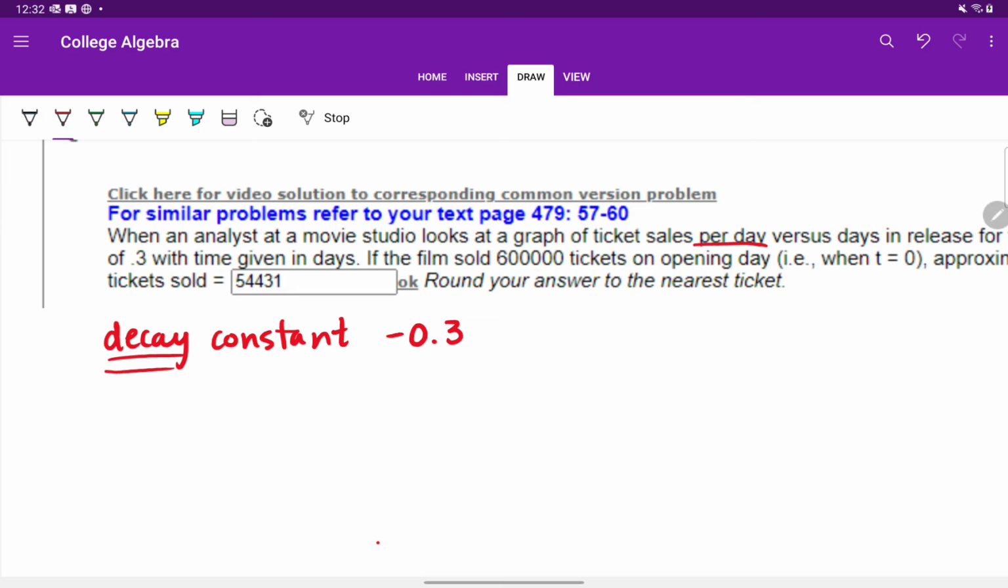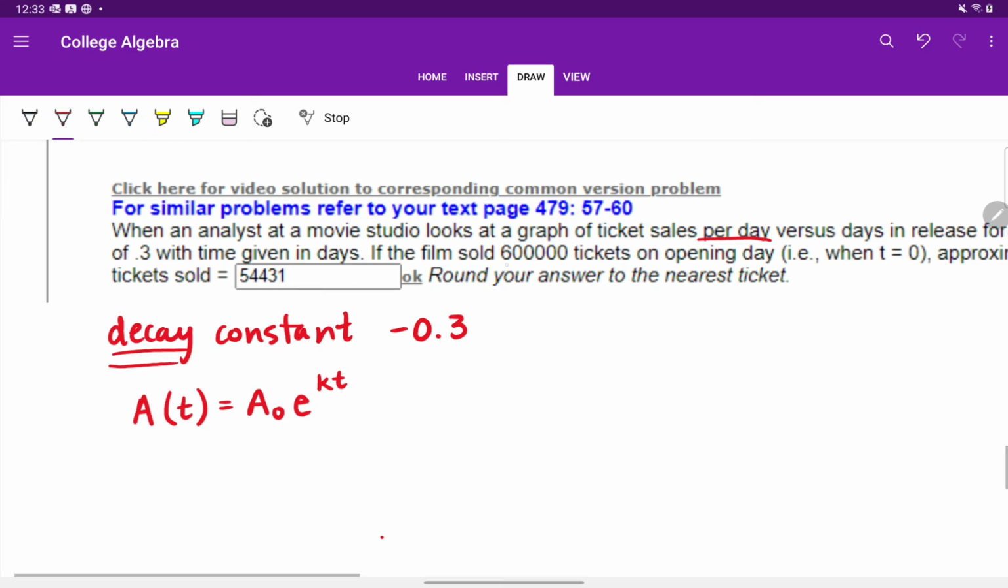All right, so let's start off with our function. We'll call this A, an amount over time, is equal to our initial amount times e to the k t. Well, we already know that k is negative 0.3. And we're told that the film sold 600,000 tickets on opening day. That would be our initial amount. So 600,000 e to the negative 0.3 t.